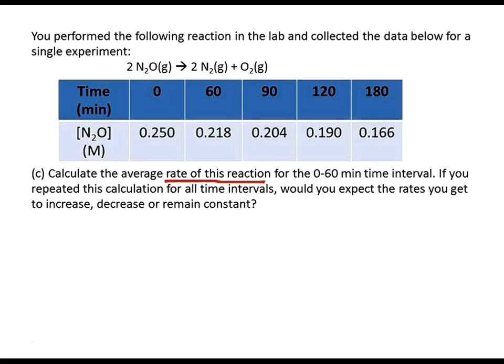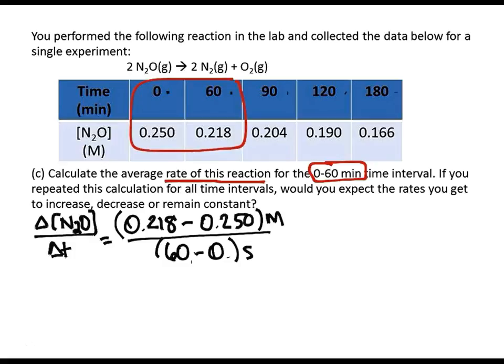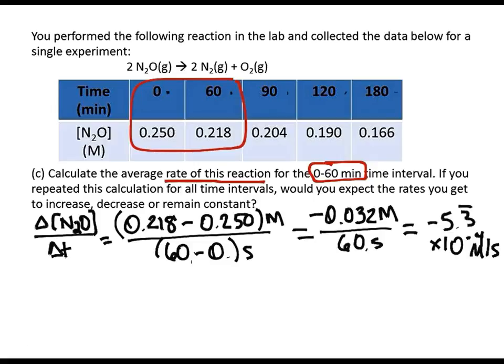So rate of reaction. Remember our related rates expression. All we know is the change in concentration of N2O. So we're going to calculate that first for 0 to 60 minutes. Oop, I wrote seconds, it should be minutes, and it's negative 5.3. That line over the 3 means it goes on and on and on. 3 times 10 to the minus 4 molar per second.